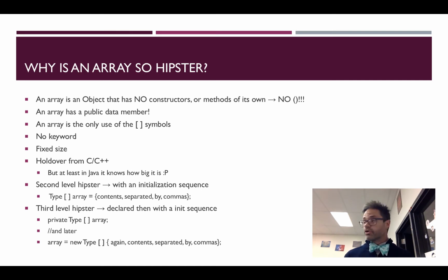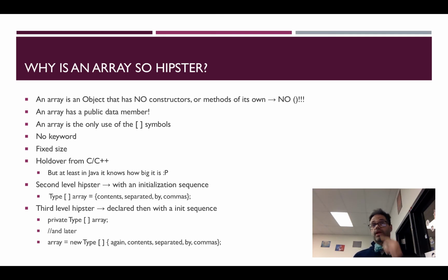It's really good. Now, there's 2 extra additions to hipsterness on this. We have our second level hipster. We can have an array with initialization sequence. That's where we have the type, the square brackets, our array name, and then after the equal sign, we do a set of squigs, and we have our variables separated by commas. But if we know what's going on and we're going to only use it inside a block of code, aka a method, great way to do that.